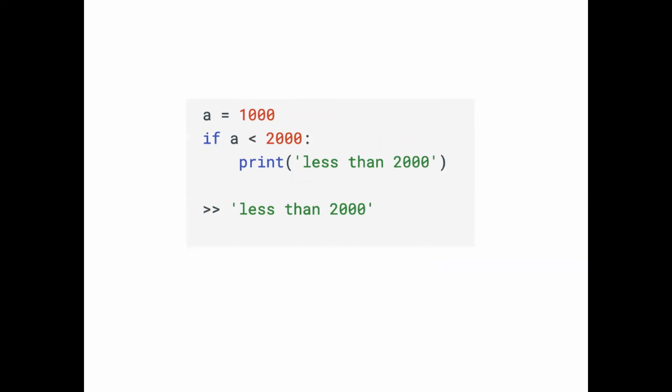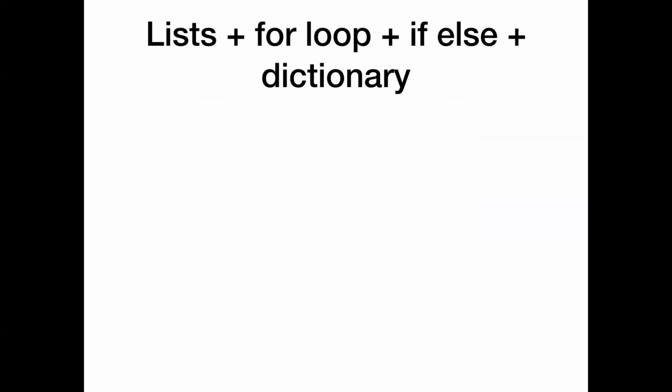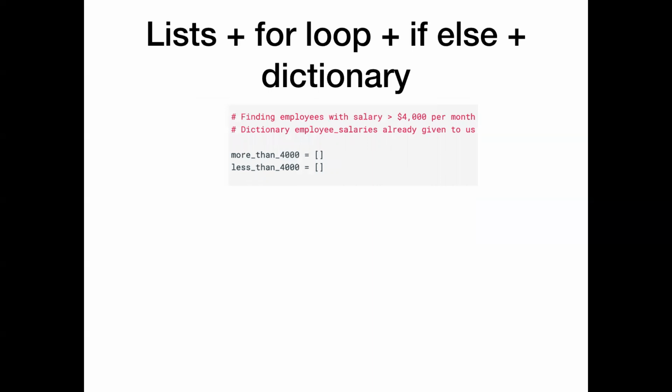So I think if else is very intuitive, but the idea is if else often gets used along with a lot of other things, which allows you to do more interesting things. So here's an example of a lot of things that we've seen so far. There's lists, there's a for loop, there's if else, and there's a dictionary. So the problem we're trying to solve here is that assume we're given a dictionary called employee salaries, which stores all the employee salaries, where the key is the employee name and the value is the salary. And what we want to do is get the list of all employees that earn more than $4,000 a month, for example.